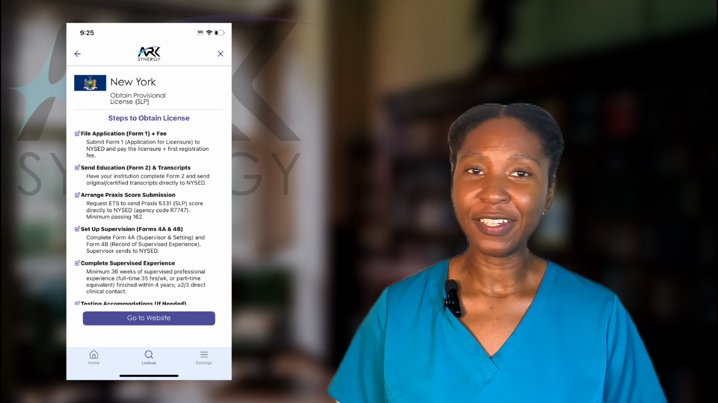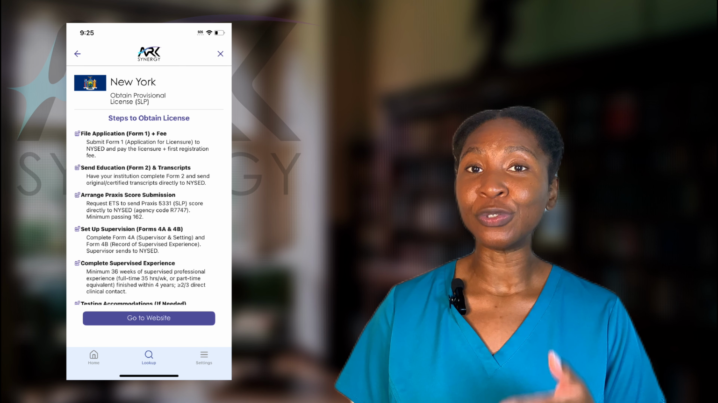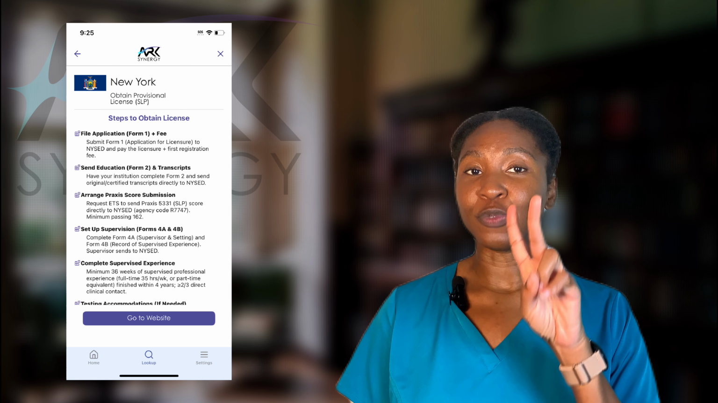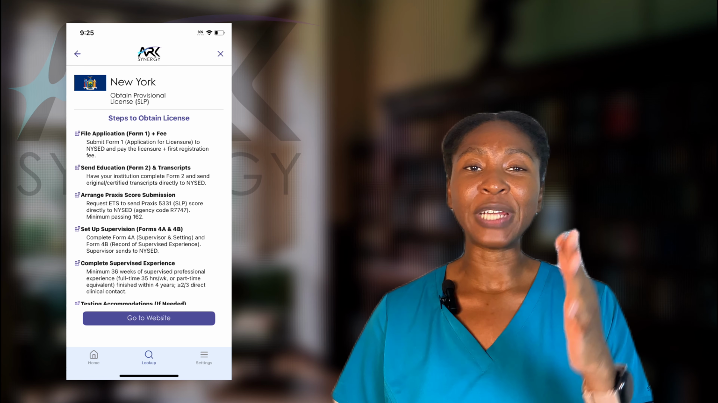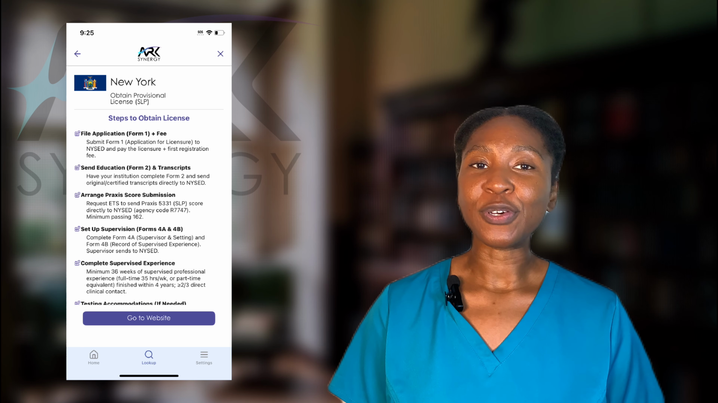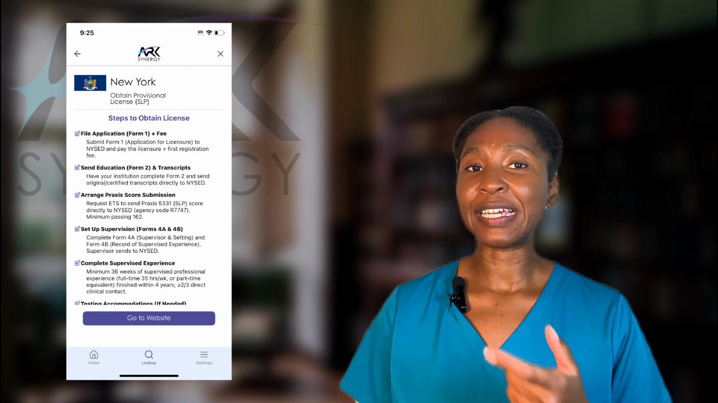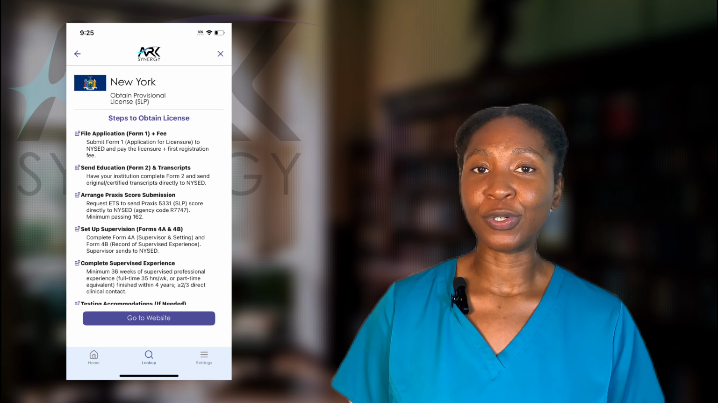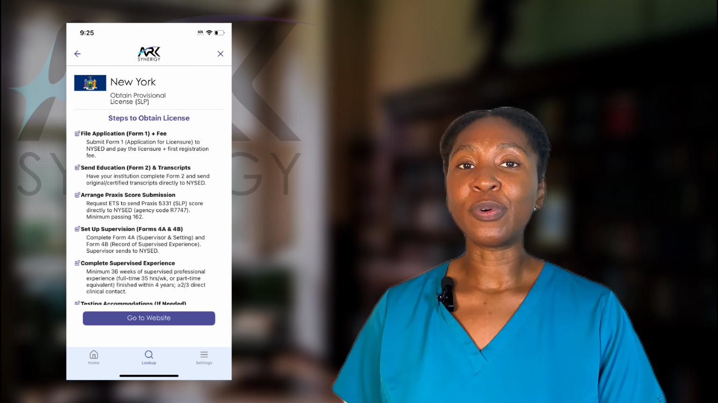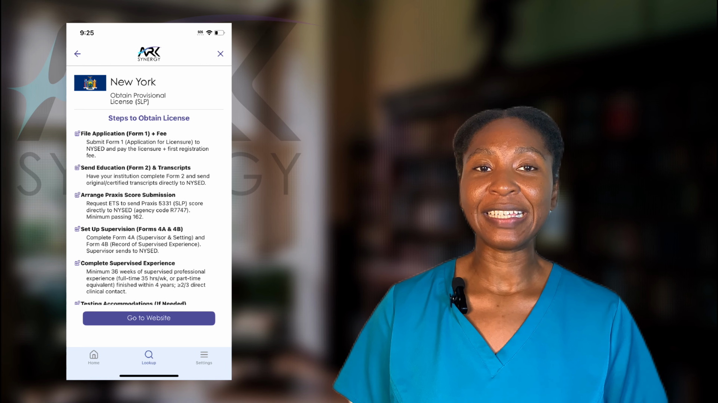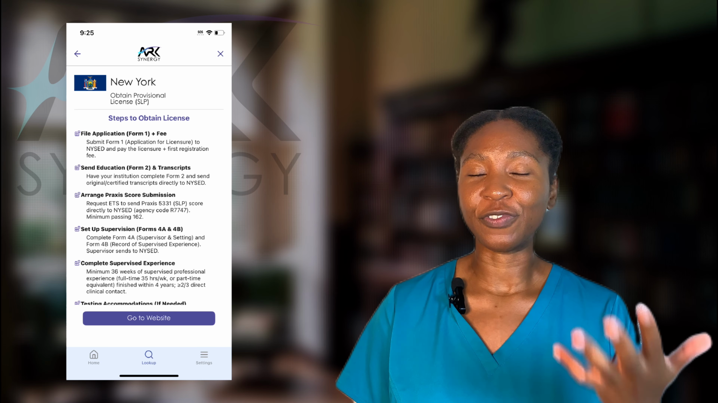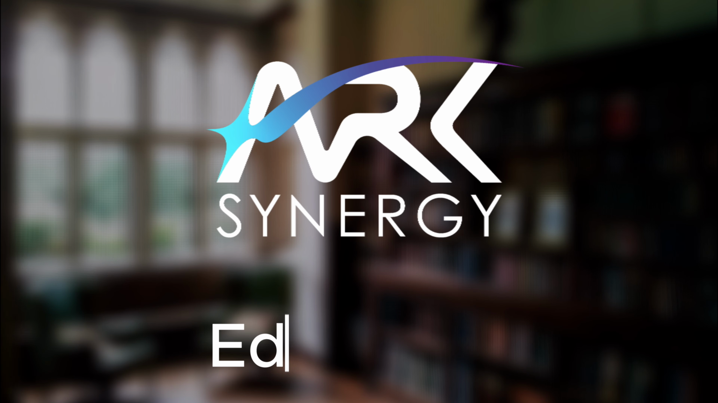The process begins by you submitting Form 1, the application for licensure, along with the required fee. Of course, your graduate school will submit Form 2, an official transcript, directly to the board. You must also arrange for your practice exam score to be sent to the board. Once approved, the board will issue a provisional license allowing you to begin your supervised practice.